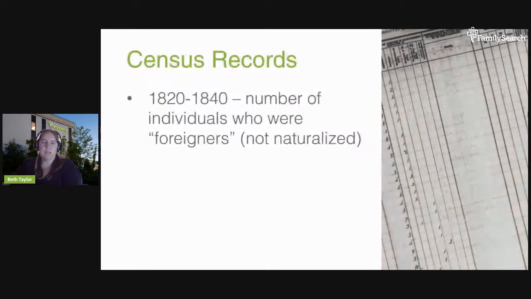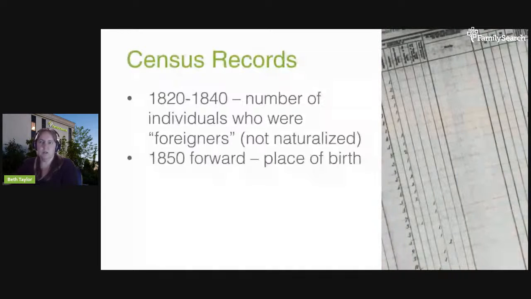From 1820 to 1840, they actually asked the question, how many people in this household are foreigners, is the term they used. What they mean is people who have not been naturalized. So that would be a clue: hey, my ancestor was an immigrant, but in the census it says there's 0 foreigners, so they've already naturalized. And we'll talk more about naturalization in a minute.